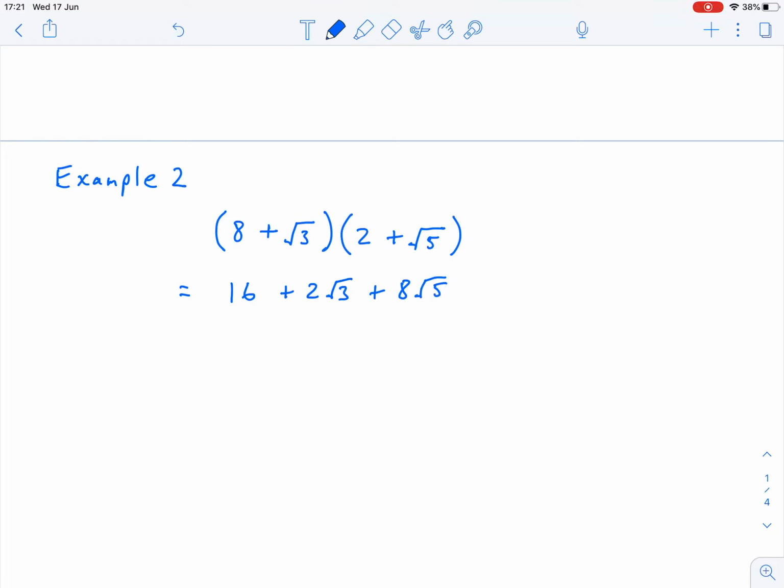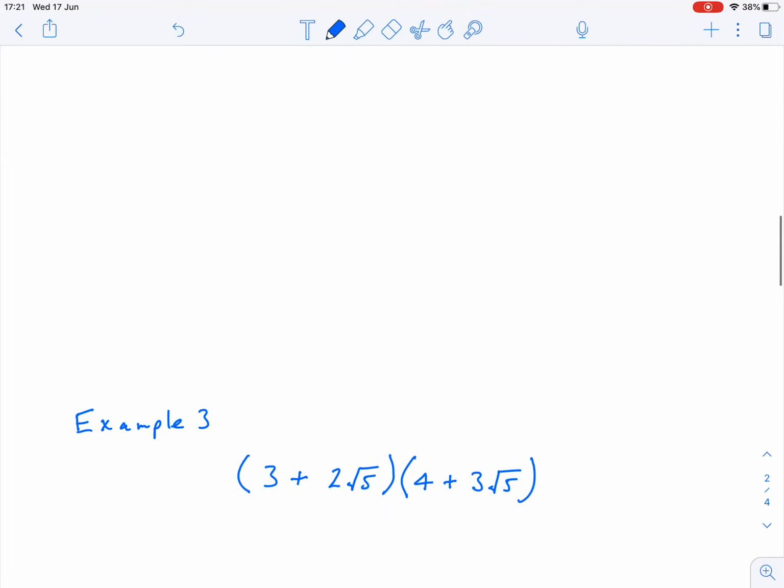And finally, root 3 times root 5. Root a times root b is the root of a times b. So root 3 times root 5 is root 3 times 5, which is root 15. So that's root 15. And there's nothing I can do to improve that answer. I can't collect root 15s with root 5s or root 3s. And that's why that would be unusual if it came up on an exam paper, because they want you to do some simplifying as well.